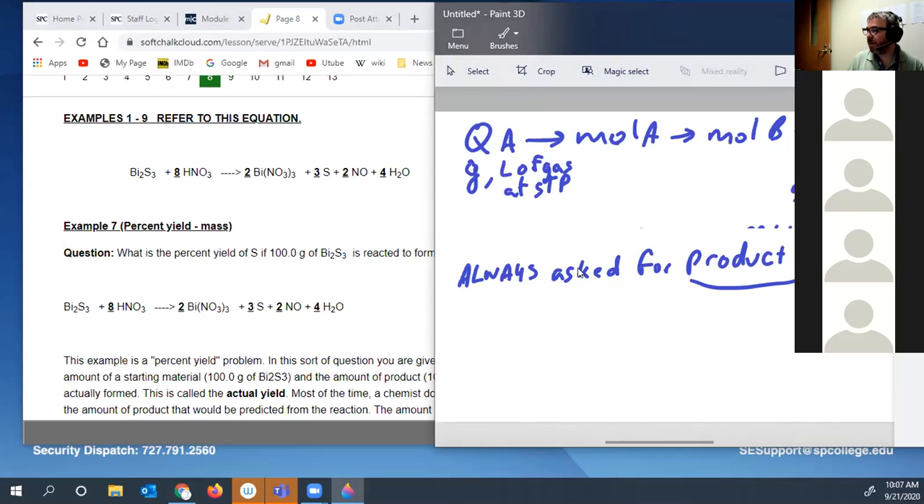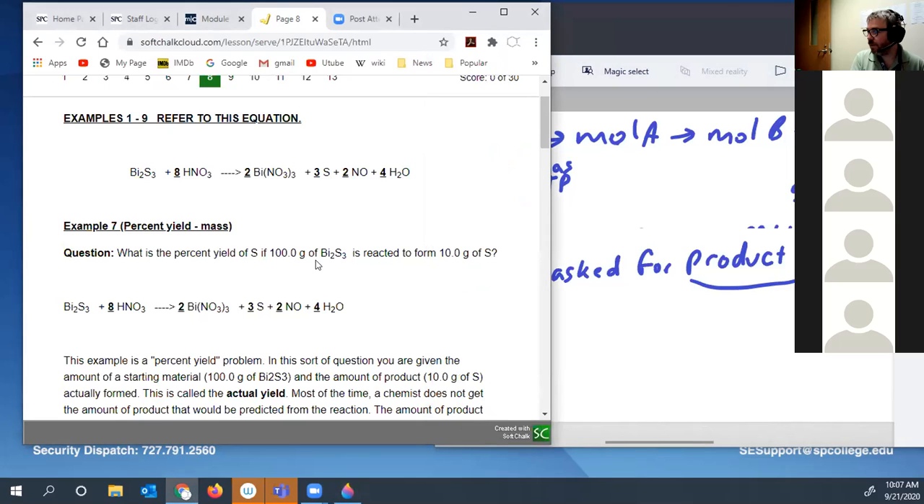So for something like this, what is the percent yield of sulfur if 100.0 grams of Bi2S3 is reacted? So it even says is reacted. So you know that that's a reactant. But you can see it up here in the reaction as well. It's on the reactant side. Sulfur's on the product side. So what is a percent yield?